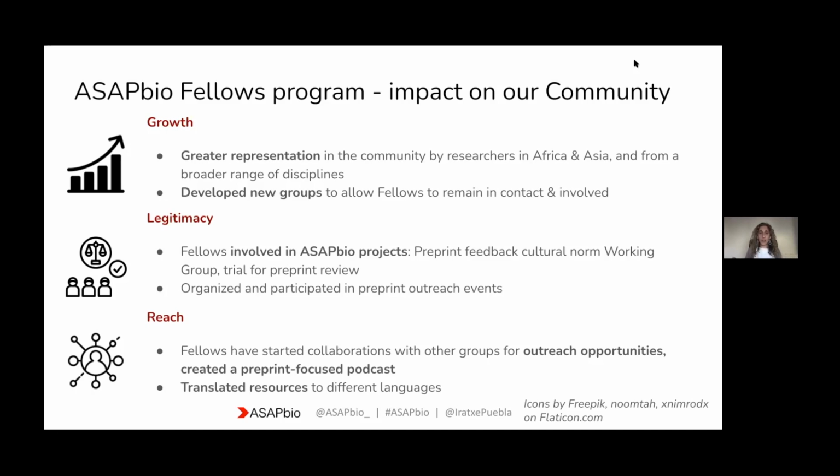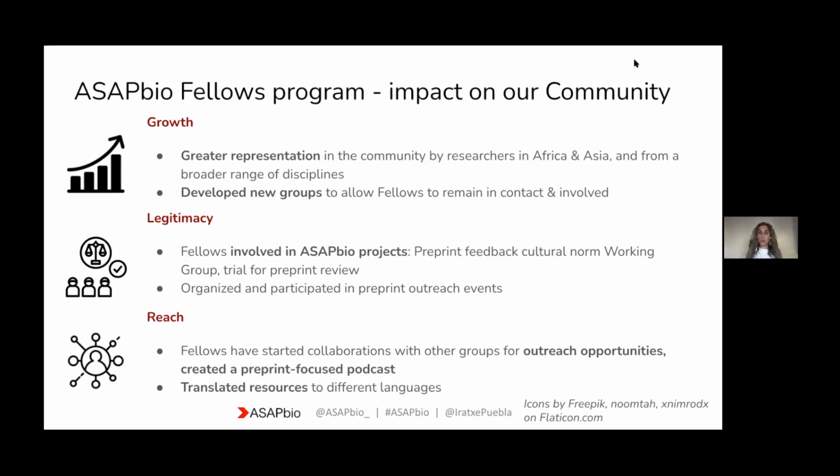They've been involved in different outreach events, as I mentioned, as well for us. Some co-organized with us, and some others that they run themselves for their communities. And then in terms of reach, it has been also a fantastic benefit for us. We have now several of them involved in trying to initiate collaborations with other groups all around the world.